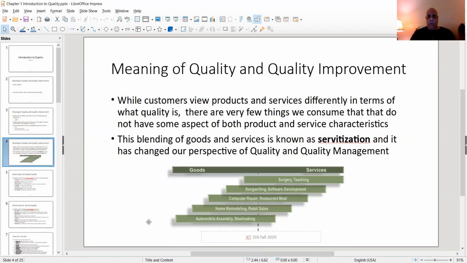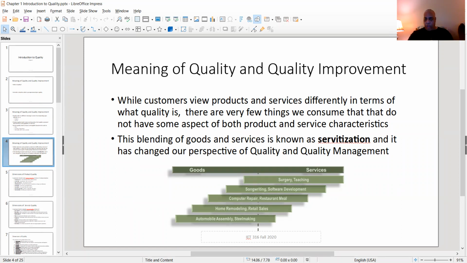Now, when we deal with quality improvement, and we're going to be stuck right now on customers, because while customers view products and services differently in terms of what quality is, there are very few things we consume that do not have some aspect of both quality and service characteristics. The blending of goods and services is known as servitization, and it has changed our perspective of quality and quality management.